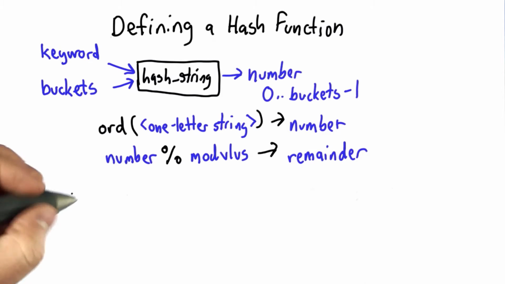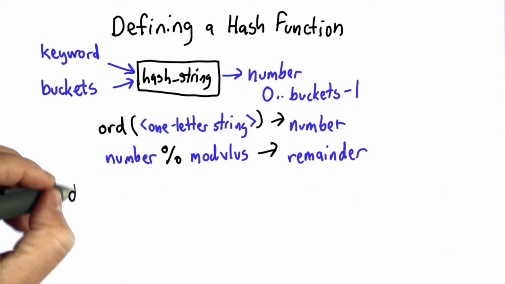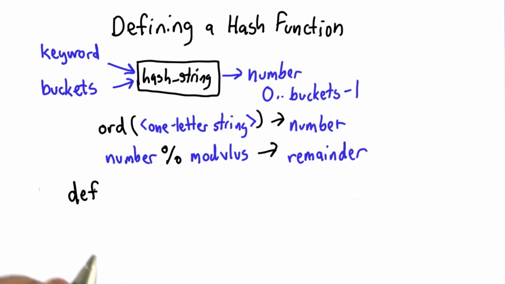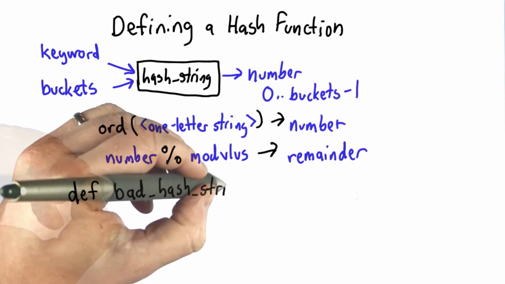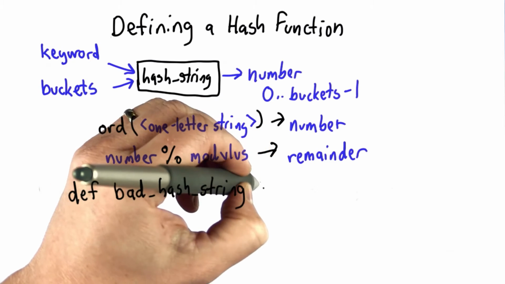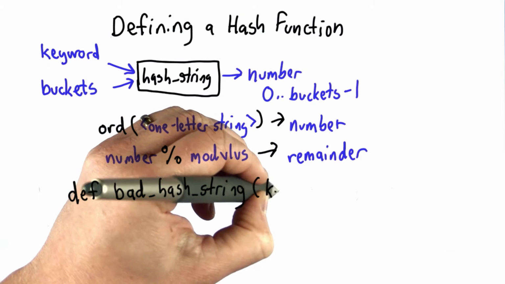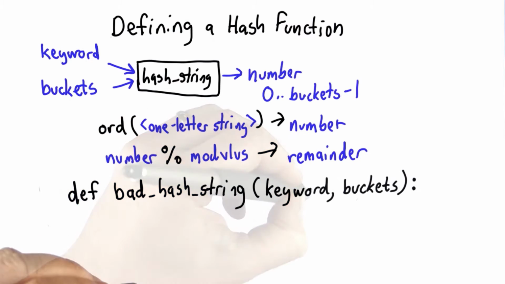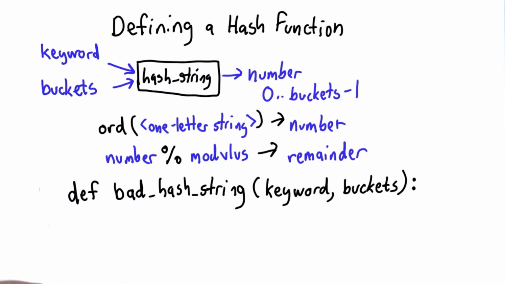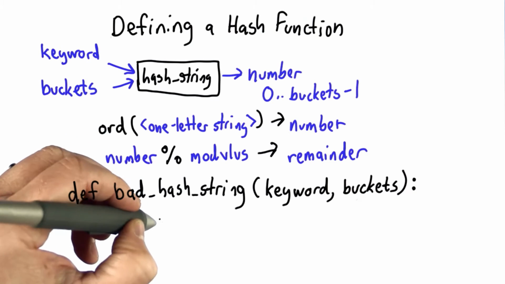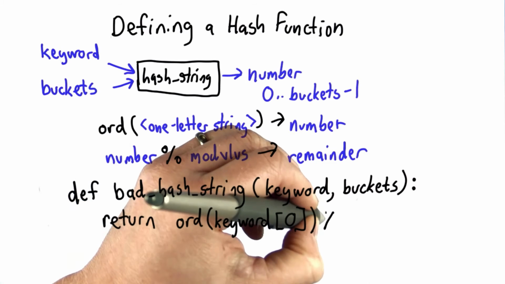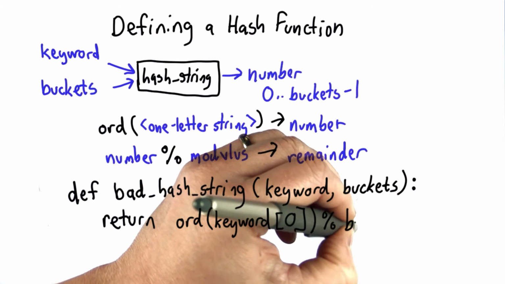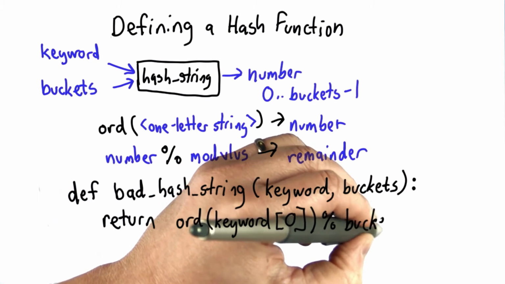I'm going to start by giving you a really bad hash function. So let's define a procedure, and we'll call it bad hash string to make sure we remember that it's really bad. And it takes as inputs the keyword and the number of buckets. And we're going to output the bucket based on the first letter in the keyword. So we'll use ORD on the first letter, and we'll use modulo the number of buckets. And that's our simple hash function.